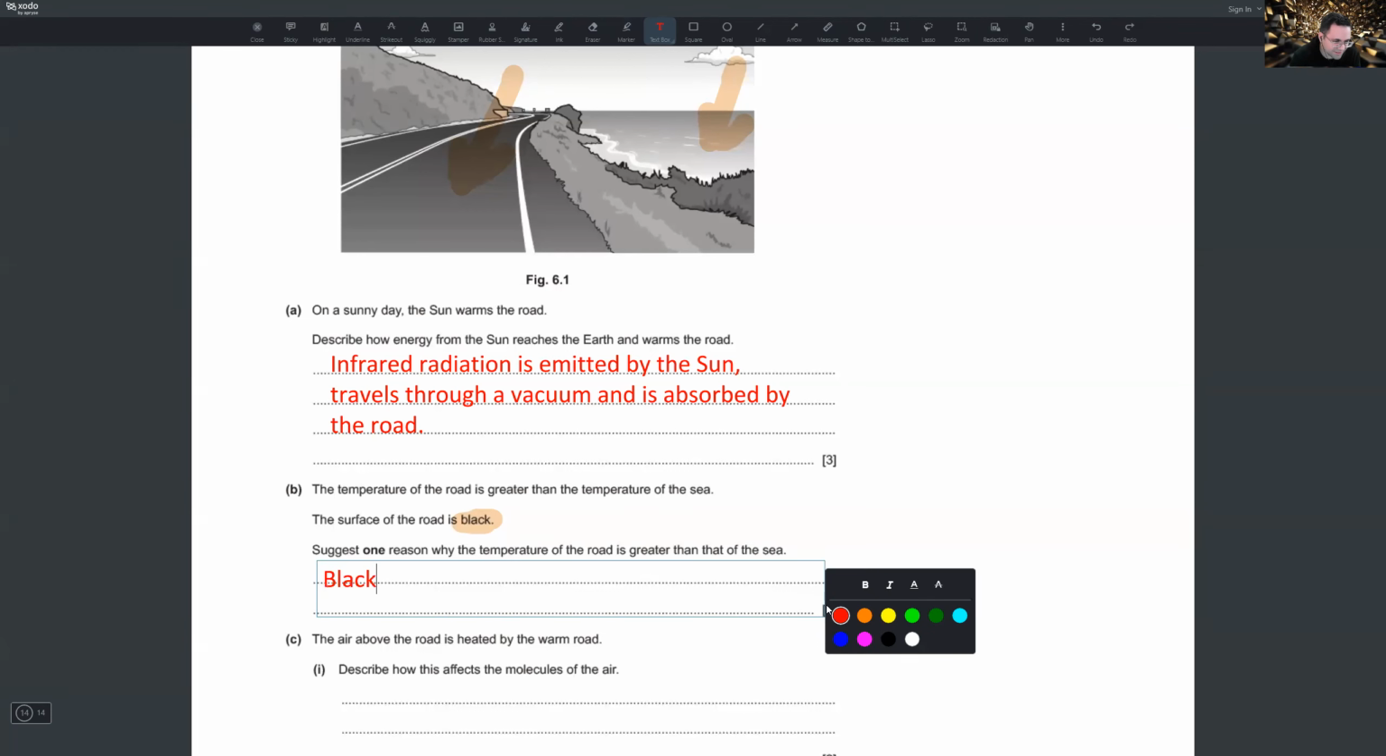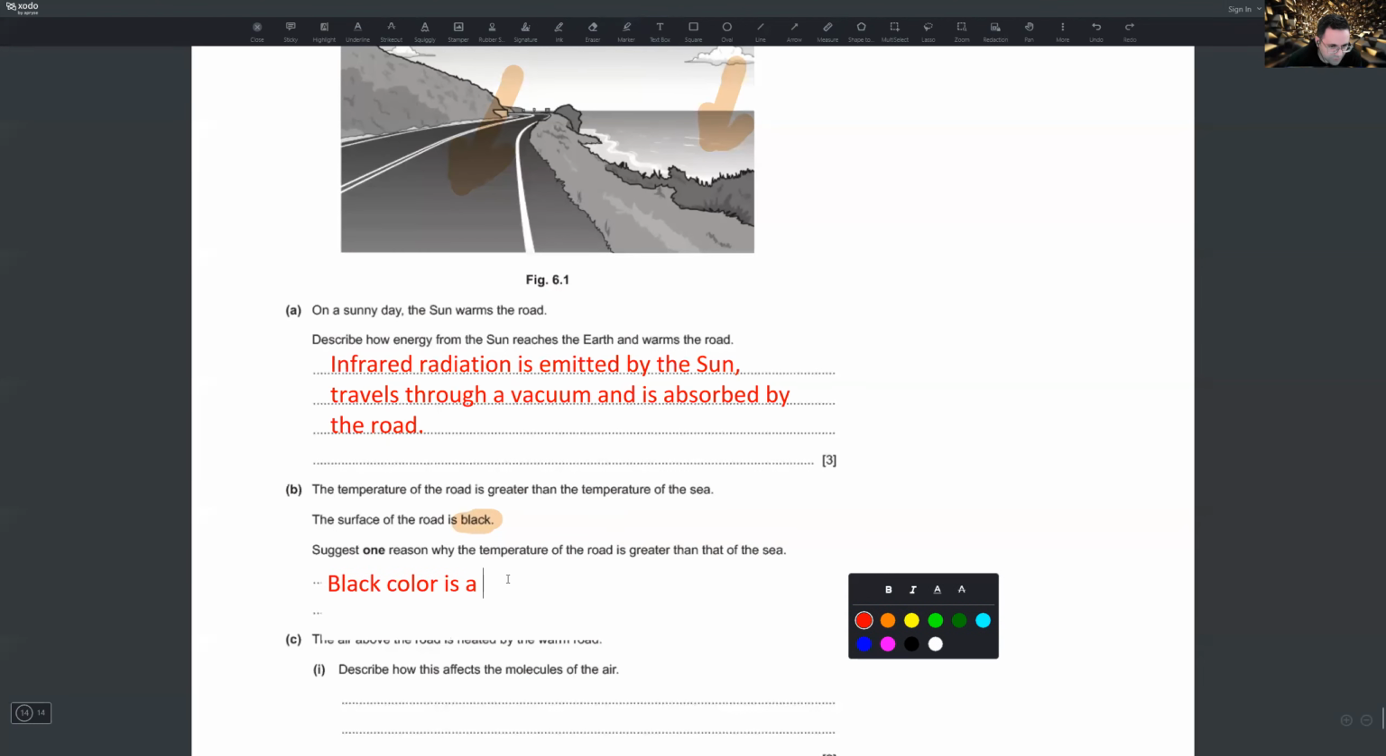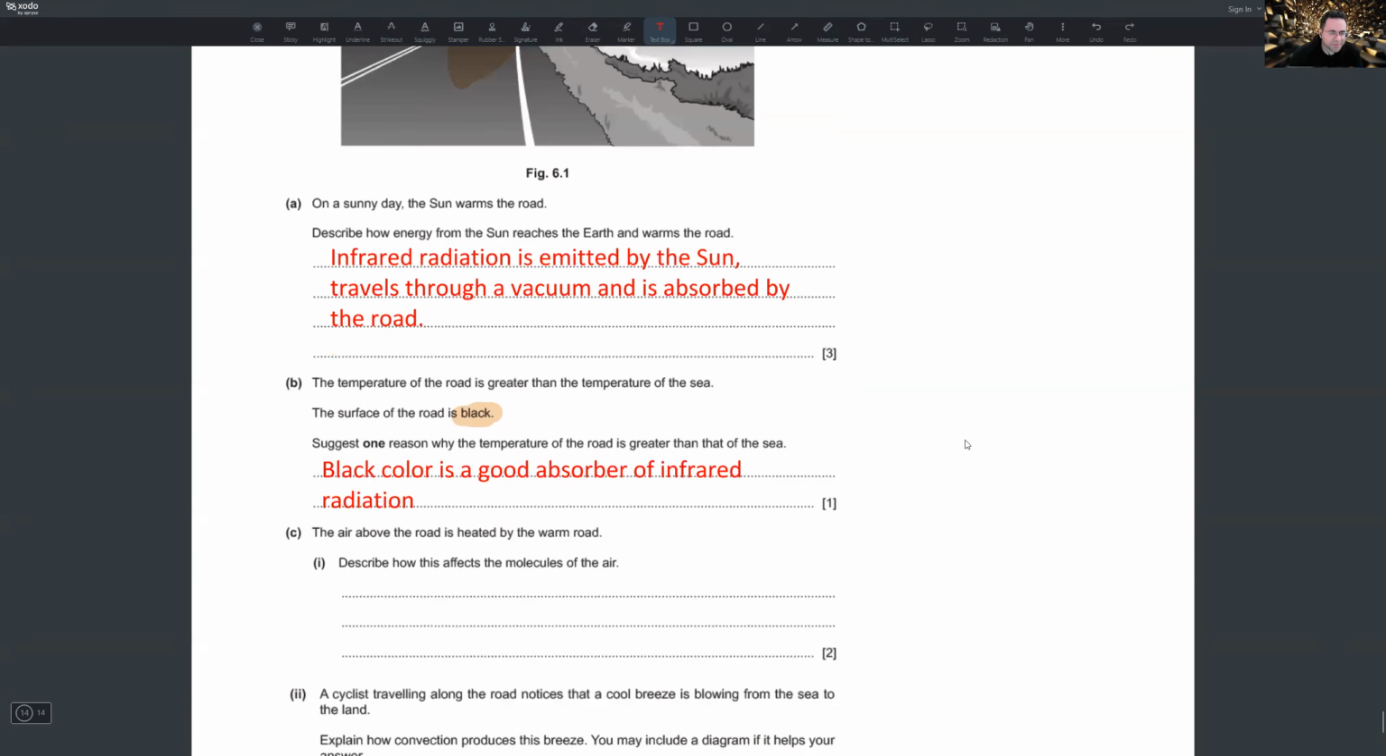Because the black color is a good absorber of infrared radiation. Yes, and only because the black is a good absorber.